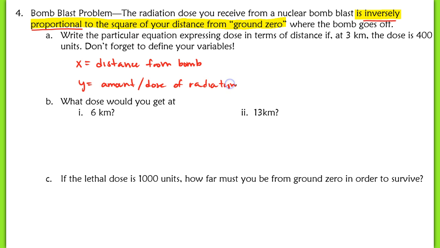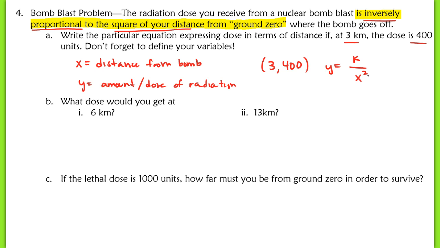Now we have a coordinate here because it says at 3 kilometers the dose is 400 units. So we have 3 comma 400. Now to set up the general equation, I'm going to go back to the original wording of the problem. It says the dose you receive is inversely proportional to the square of your distance. So I'm going to take the dose, which is y, and that's inversely proportional. So I have k over my variable, and the variable here is not just x, but the square of x, the square of your distance. So k over x squared equals y is going to be the general equation.